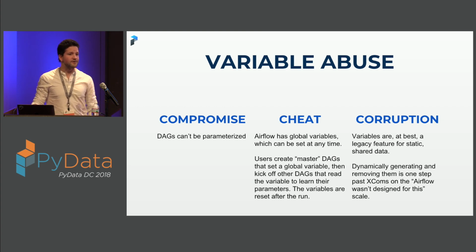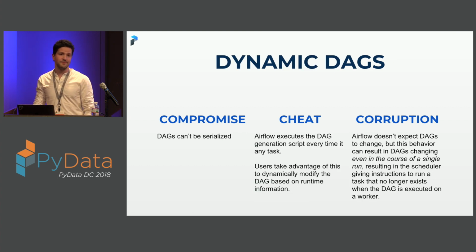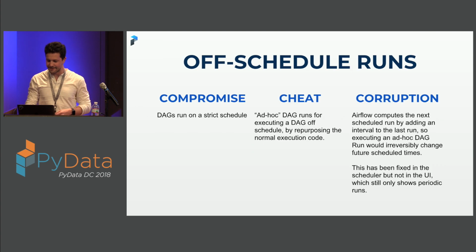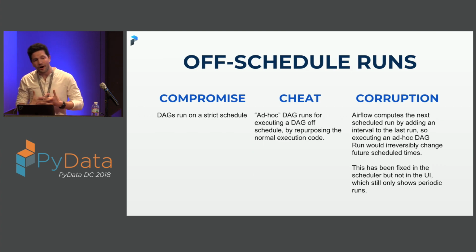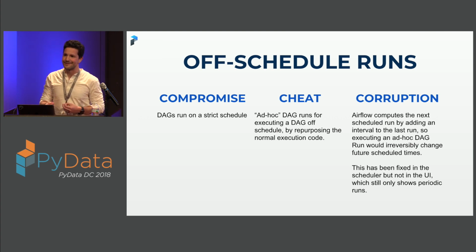People use Airflow's global variables in place of parameters, which just creates a very stateful mess. People abuse the fact that Airflow reruns a DAG every single time it runs a task to introduce DAGs that change while they're running, which I don't even have to tell you how horrifying that should be. Off-schedule runs. Airflow used to not support off-schedule runs. We eventually sort of found a way to make it do it, and we found that this assumption was so baked into the system that both the scheduler and the UI broke as soon as we ran something off schedule.